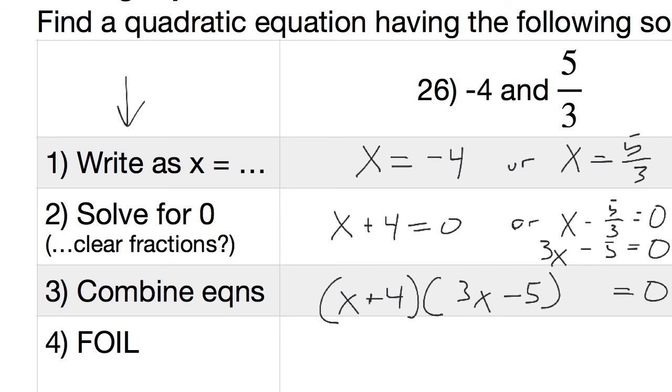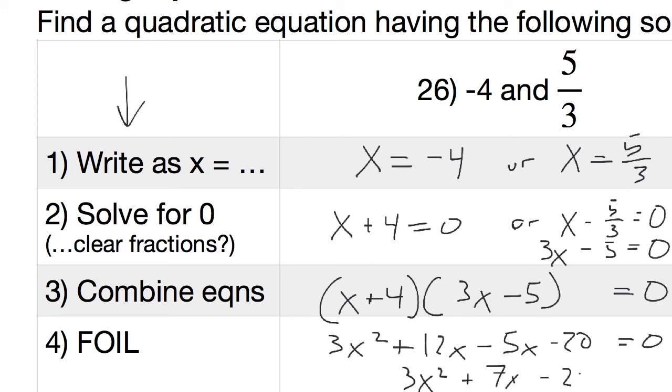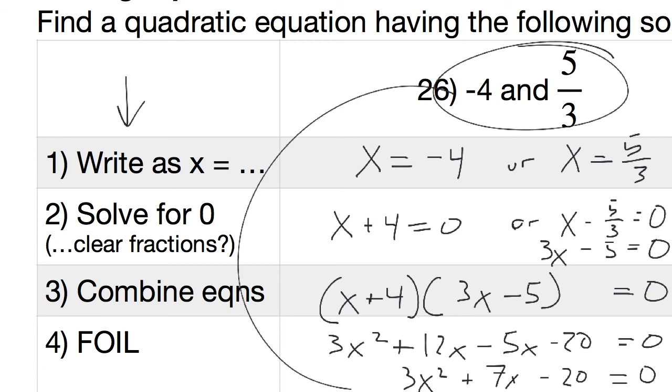Now remember, we normally see this in the opposite order. Normally we're given this and we split it up and solve to get two solutions. But now we're working backwards and instead of splitting up equations, we're combining them. And when we FOIL, we get 3x squared plus 12x minus 5x minus 20 is equal to 0. Combining the like terms, we get 3x squared plus 7x minus 20. How crazy is that? These two solutions dictated this equation.